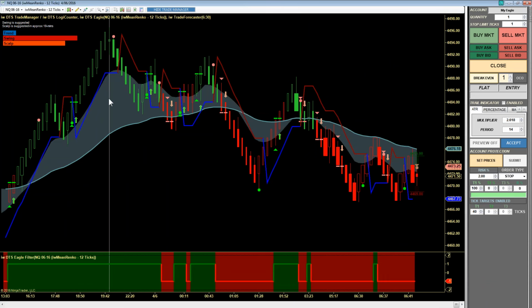The Eagle, everything, like I say, is pre-programmed, so you would adjust your parameters via changing your brick size. The mean renko bars that come standard with the DTS system are a hybrid of the traditional renko bars and candlesticks. So you kind of get the best of both worlds there.